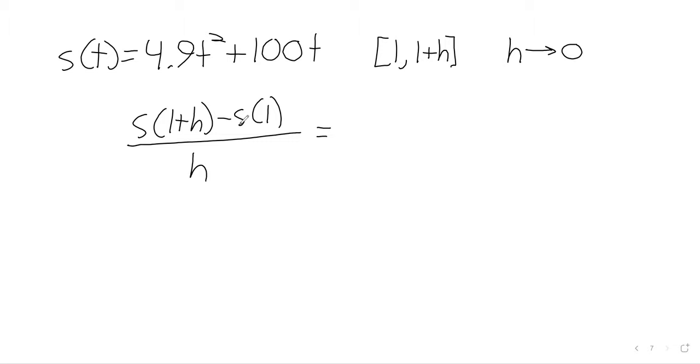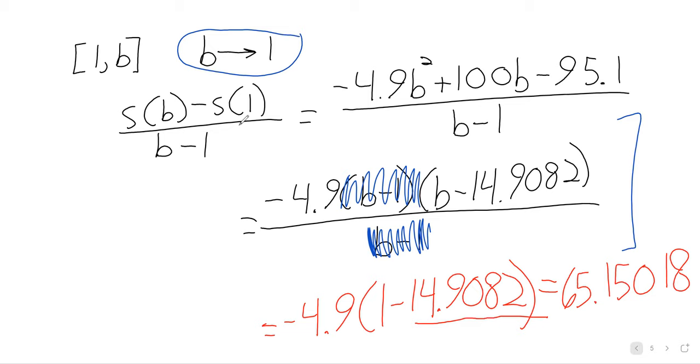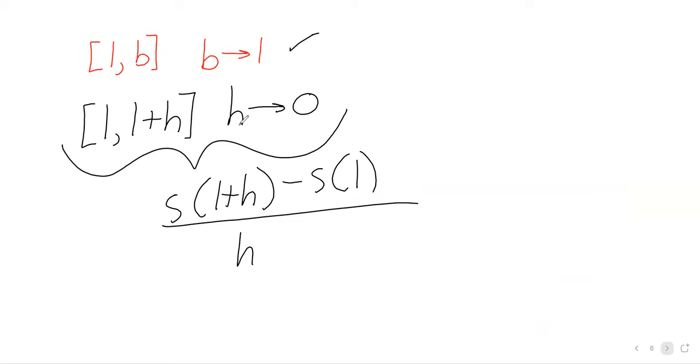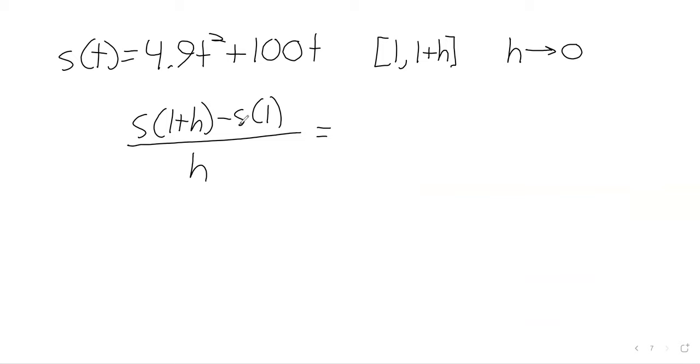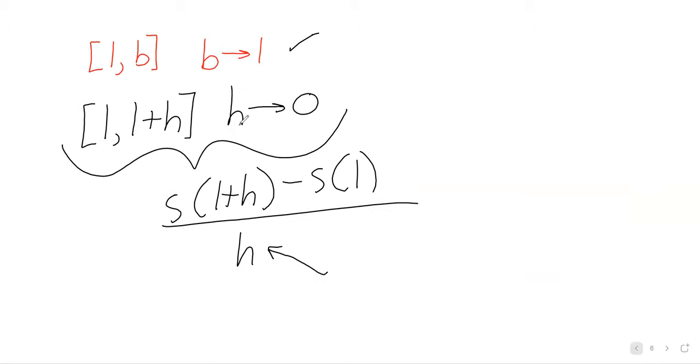And just as before we couldn't just plug 1 in there, where we'd get a division by 0 error, 1 minus 1. Precisely the same idea here. We want h to be getting closer and closer to 0. But of course, if we let h be 0, we'd get a division by 0 error. So I am missing a negative there.